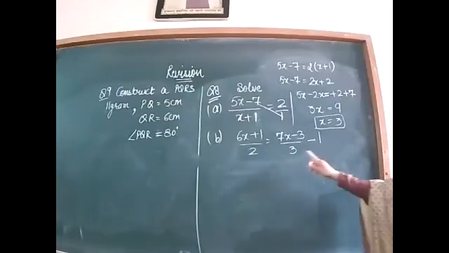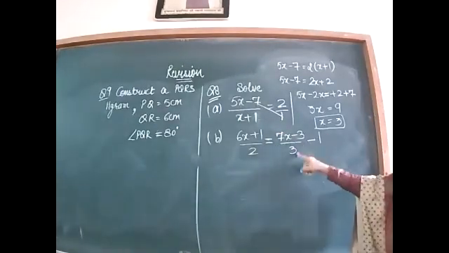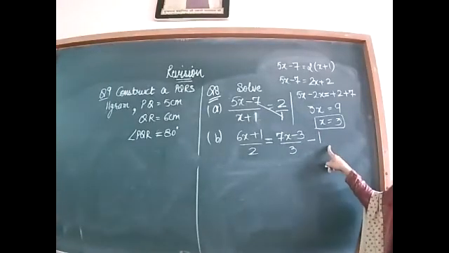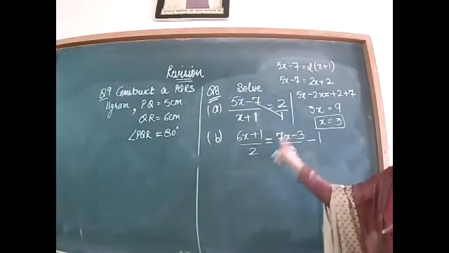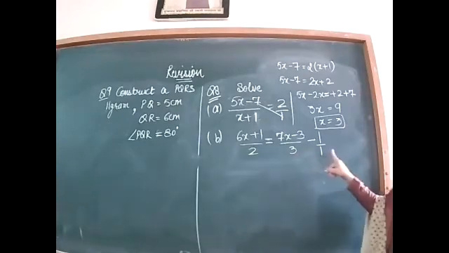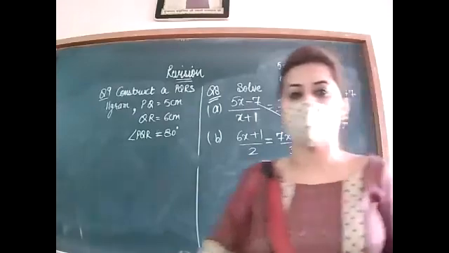Okay. Now, in this equality sign is there. There are two terms on the right hand side. Firstly, you will take the LCM on right hand side. From here, you will get one term and that you will cross multiply. Got it? Now take LCM. LCM of 3 and 1 will be 3. Take LCM, hurry up. Start this question.